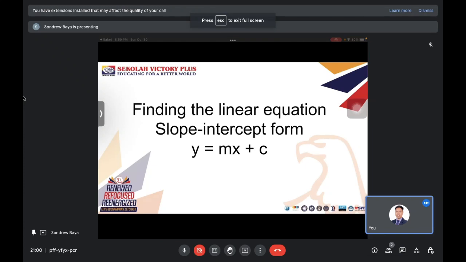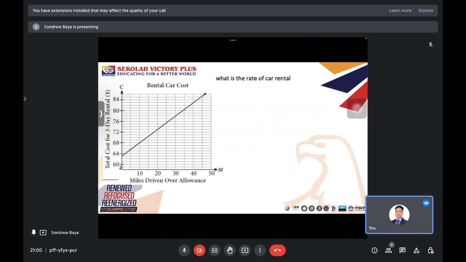So how do you find the linear equation given the value of the slope and the y-intercept? Let's go back to this particular example. If you try to recall, this was our formative a week ago. You're given this graph, and part of the question was for you to find the rate of car rental in this particular graph. Some of you were able to get it right, while the majority wasn't able to get it.